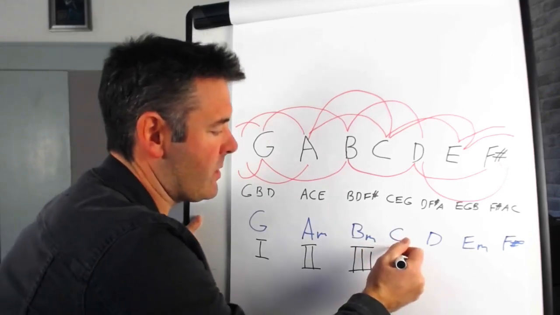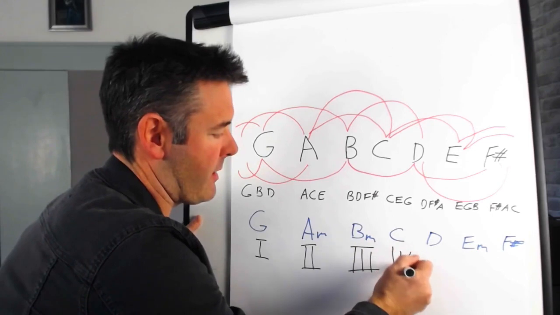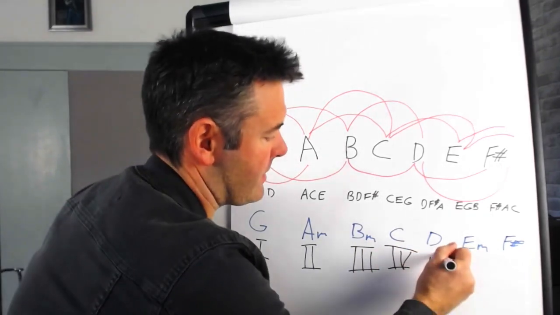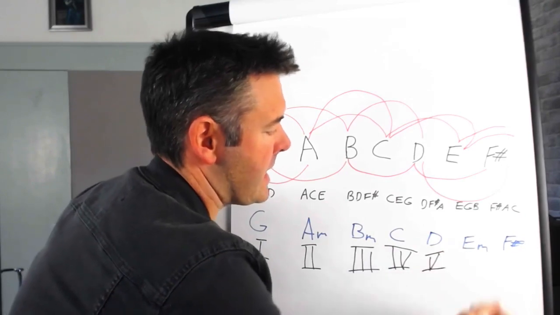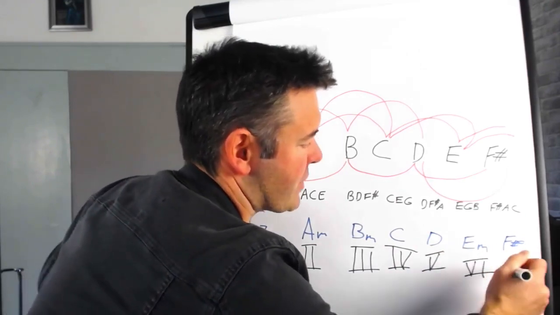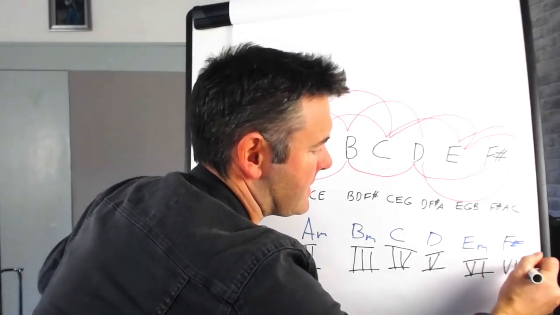C is our 4 chord, so we'll put a Roman numeral for 4 on that one. D is our 5 chord. E minor is our 6 chord. And F sharp diminished is our 7 chord.